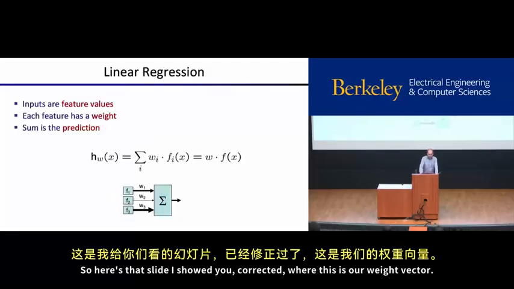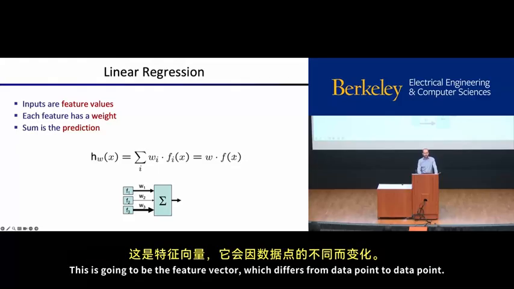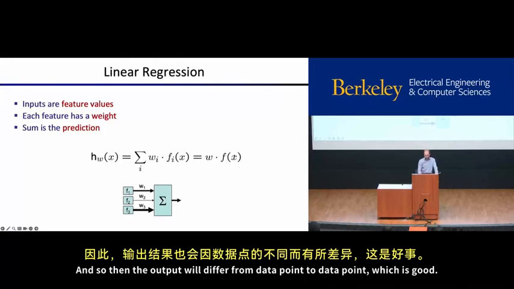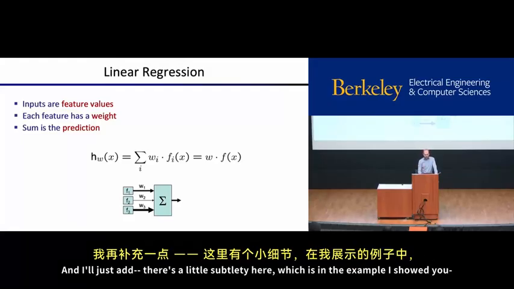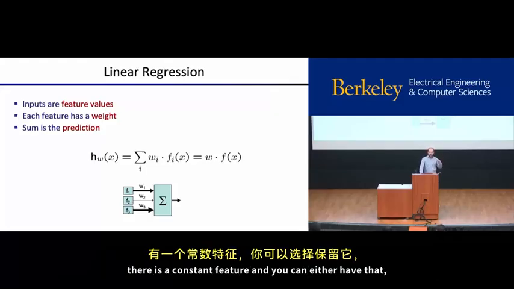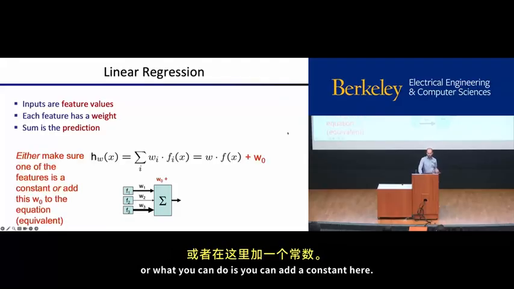So here's that slide I showed you, corrected, where this is our weight vector. This is going to be the feature vector, which differs from data point to data point, and so then the output will differ from data point to data point, which is good. And I'll just add, there's a little subtlety here, which is in the example I showed you, there's a constant feature, and you can either have that, or what you can do is you can add a constant here.